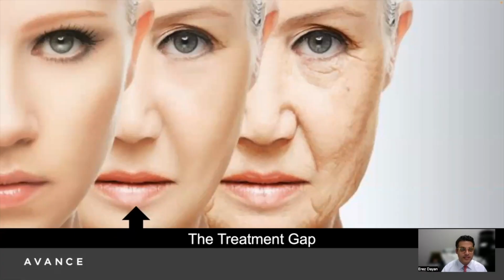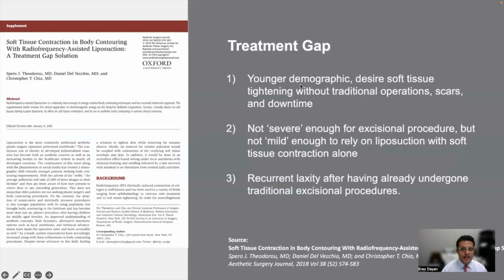So really what we're looking at, and this is the case for both liposuction and also for energy-based skin tightening devices, is who the patient population is. And it basically is the middle group. Those are patients in their 30s, 40s, 50s who desire improvement of their contour of the face, neck, or body area, as well as soft tissue contraction. So this treatment gap group, as we call it, is usually a younger demographic.